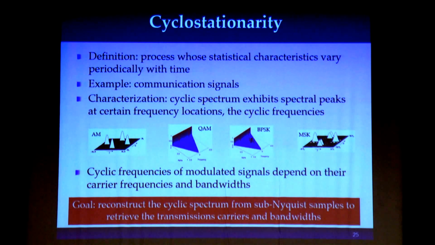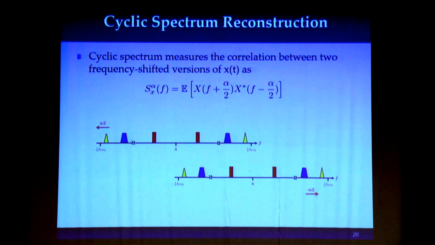Basically, what we're going to do is take our sub-Nyquist samples from the MWC, for example, and reconstruct the cyclic spectrum. When we have this image, we're going to estimate the carriers and the bandwidth from the peaks that we detect. So we reconstruct not the signal, but the cyclic spectrum, which is a statistic function, and we recover the carriers and the bandwidth.